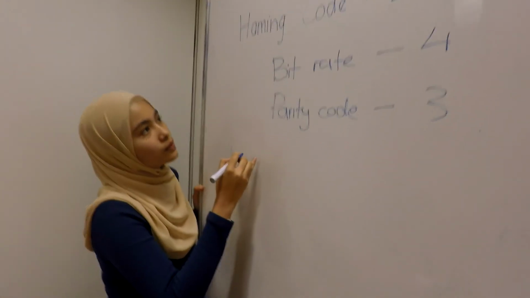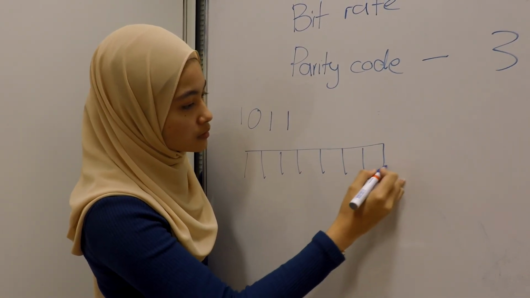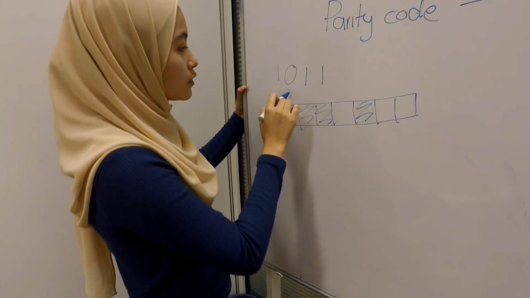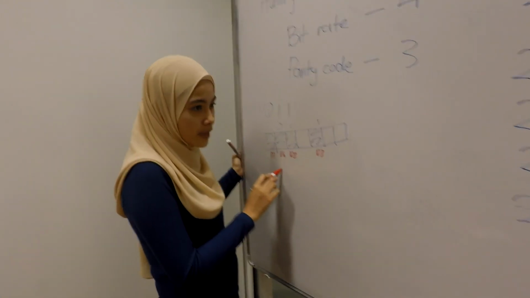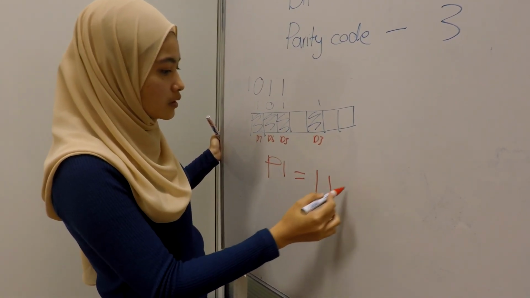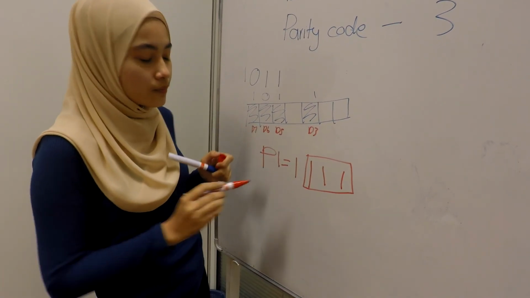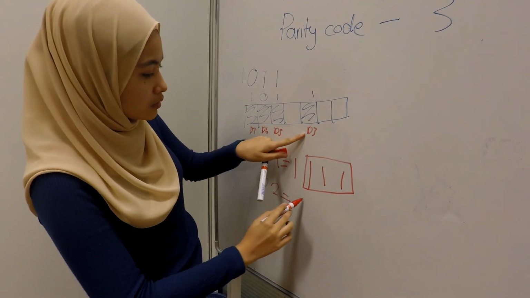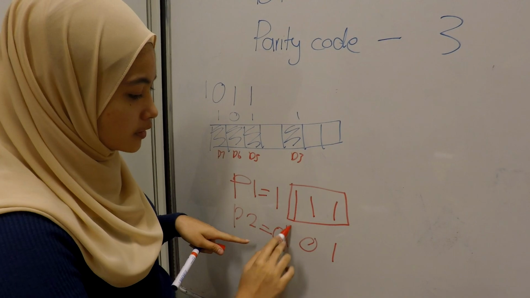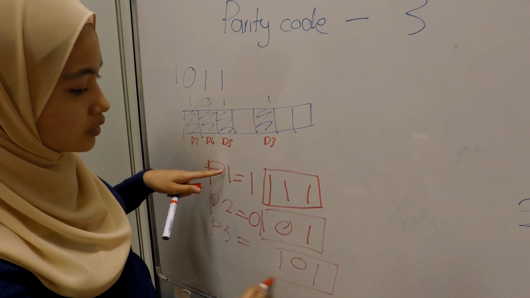Okay, assuming there are 4 data bits, 1 0 1 1. So 1 2 3 4 5 6 7. 1 0 1 1. So for parity number 1, D3, 5, 7, we're going to have 1 and 1. So to make this odd, we have to add 1 in front. For parity number 2, D3, D6, and D7. This is even, so we're going to add 0 in front. And for parity number 3, we're going to have 1 0 1, and this is also even. We're going to have 0 in front.